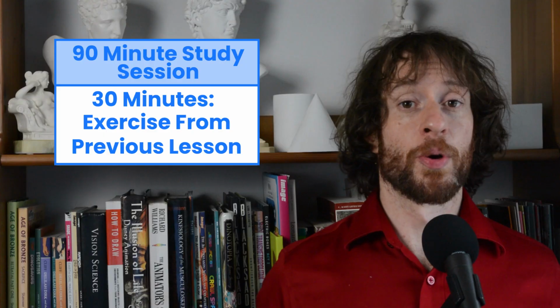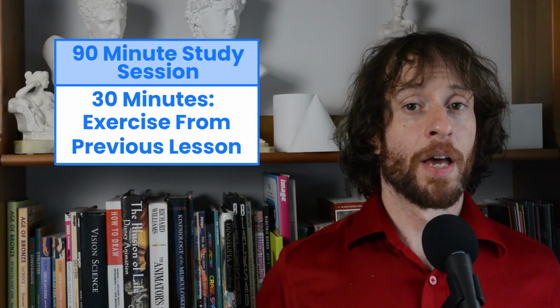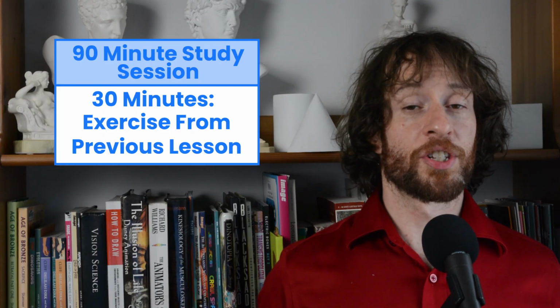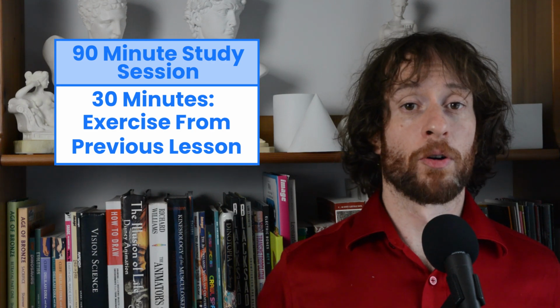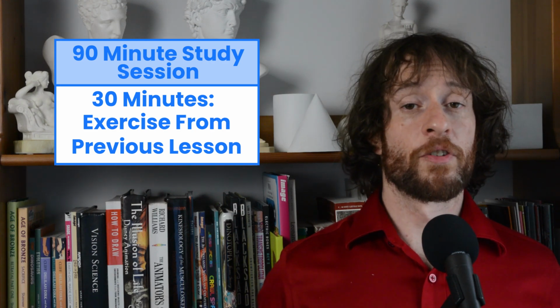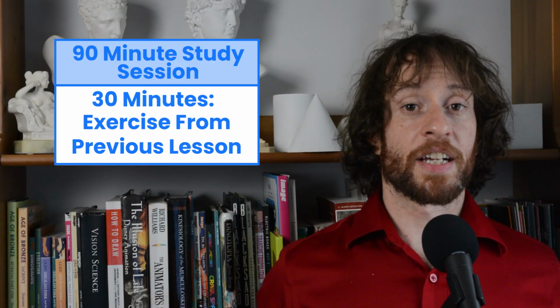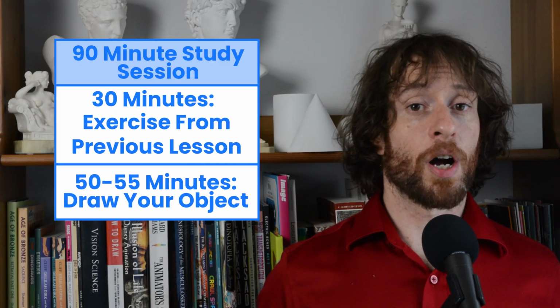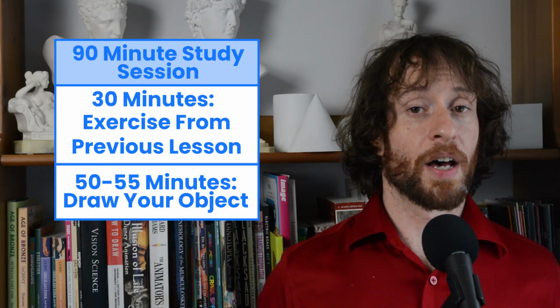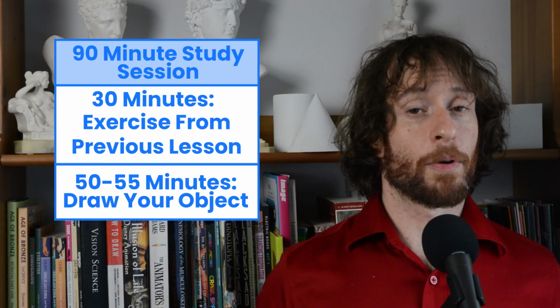For your 90-minute study sessions, spend the first 30 minutes doing an exercise from a previous lesson. Choose an exercise that helps you improve the step of your drawing process that you find the most challenging. For example, if you struggle with form, choose the cross-contour exercise. Spend the next 50 to 55 minutes drawing your object using one of the processes from Lesson 9, or a modified version of the process.